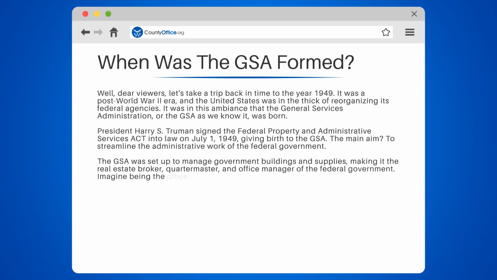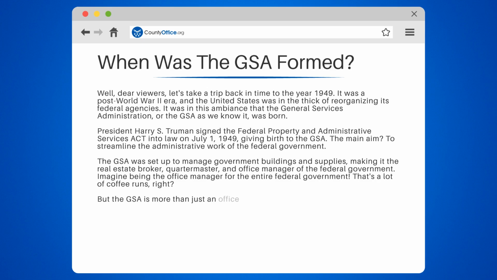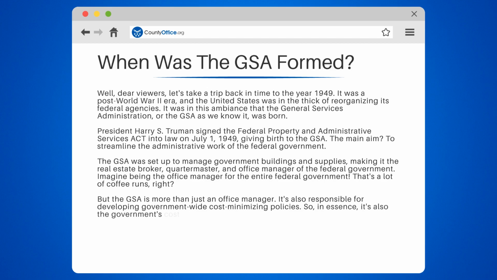Imagine being the office manager for the entire federal government. That's a lot of coffee runs, right? But the GSA is more than just an office manager. It's also responsible for developing government-wide cost-minimizing policies. So, in essence, it's also the government's cost accountant.